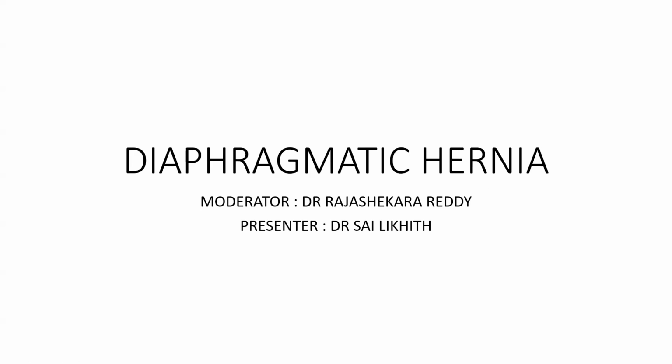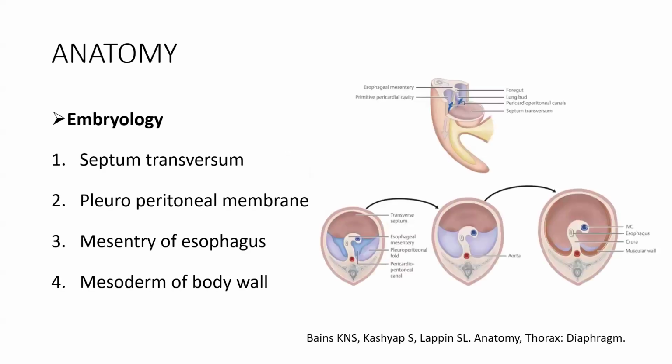Good evening, all. Today we'll be discussing diaphragmatic hernia. Coming to the anatomy, the diaphragm is a musculo-membranous structure separating the thorax from the abdomen. It is a dome-shaped structure that functions as the main muscle of respiration and is essential for the breathing process. It has a convex upper surface that forms the floor of the thoracic cavity and a concave undersurface that forms the roof of the abdominal cavity.